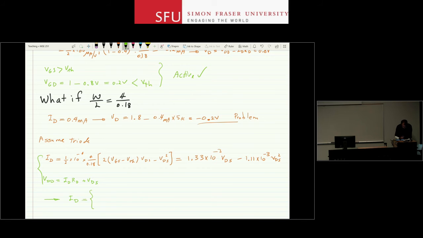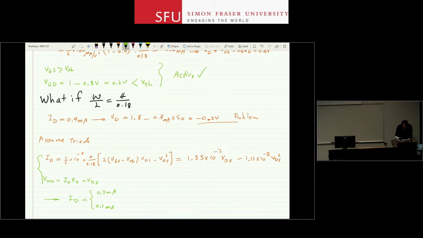Again, quadratic equation, you get two possible answers. The first answer is 0.3 milliamps. The second answer is 0.1 milliamp. Well, there's nothing suspicious about either one of these two voltages, two currents, right? So 0.1 and 0.3 milliamps, both of them are fairly reasonable. You have to calculate VDSs as well.